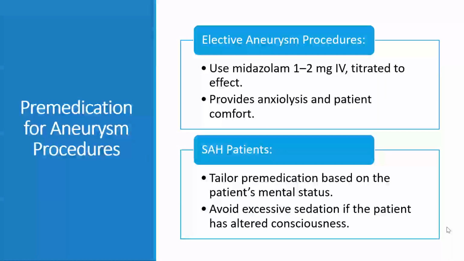If we have elective aneurysm procedures, we can use midazolam 1 to 2 mg to provide anxiolysis and patient comfort. But if the patient is after subarachnoid hemorrhage, we have to tailor medication based on the patient's mental status, and we have to avoid excessive sedation if the patient has altered consciousness.